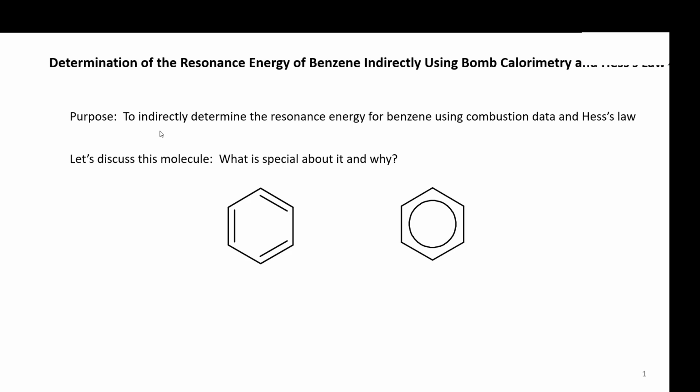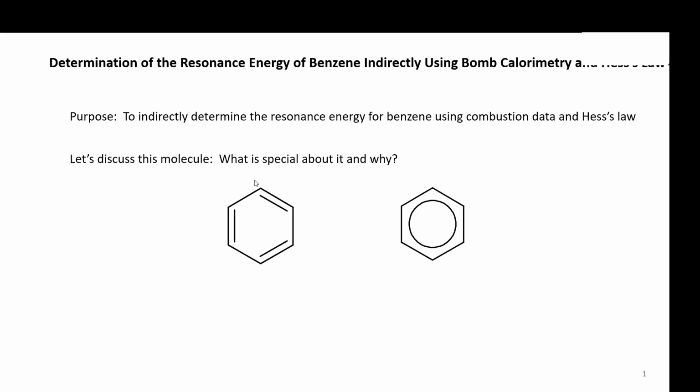The purpose of experiment 3 is to indirectly determine the resonance energy for benzene using combustion data and Hess's law. Okay, so let's look at these two molecules. They are both the representation of a benzene molecule, right?